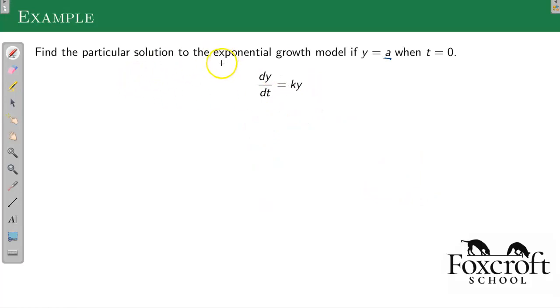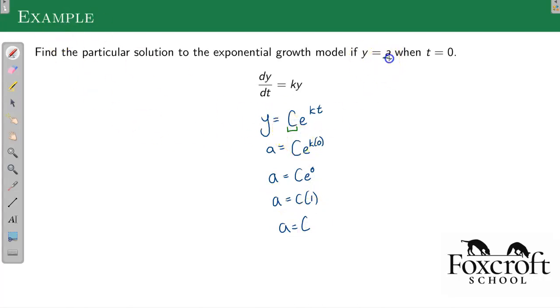What happens if we have an initial condition? In this initial condition, we plug in 0 for t, and we get out a for y. Well, we know right away the general solution is this. But we know when we plug in 0 for t, we get a for y. k times 0 is 0, and e to the 0 is 1, and we get a equals C. So it's going to turn out that whatever this C value is going to be the same as whatever the initial condition for y is. So whatever this number ends up being, we just plug into the formula.